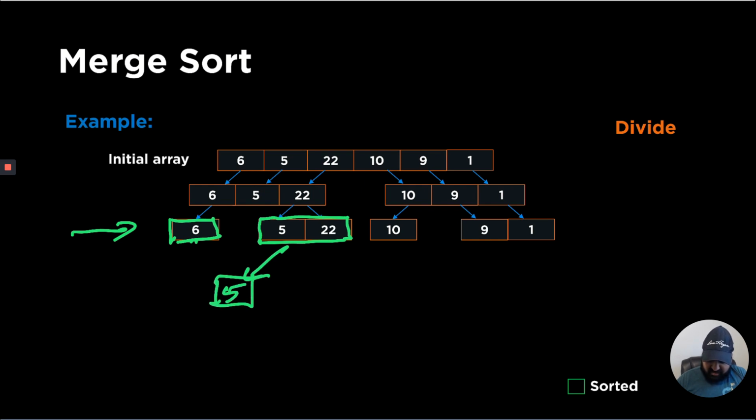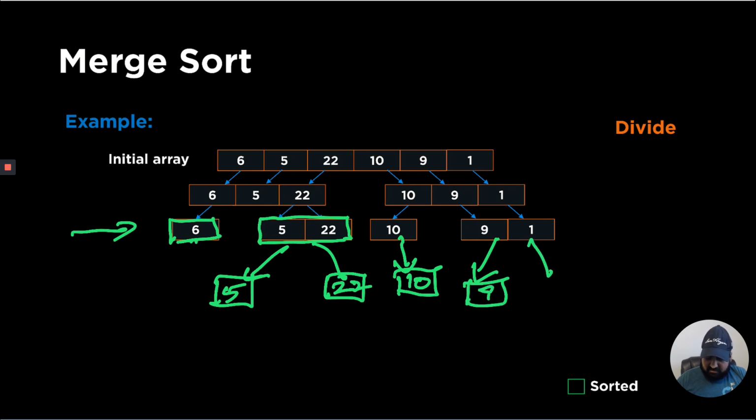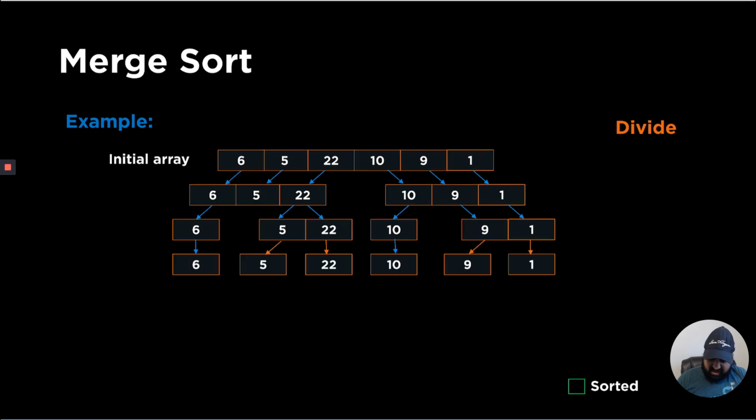So we'll have 5 and 22. And this will be 10. And then these will be two different elements, 9 and 1. So at this stage, all the arrays have a size equal to 1 or 0.